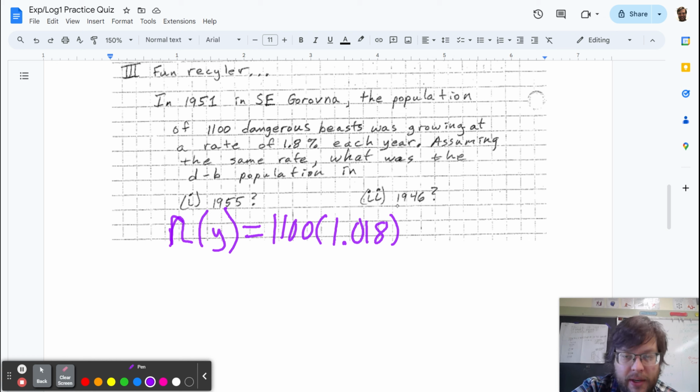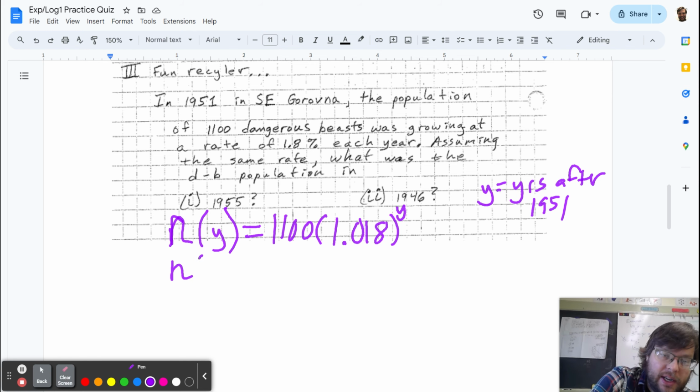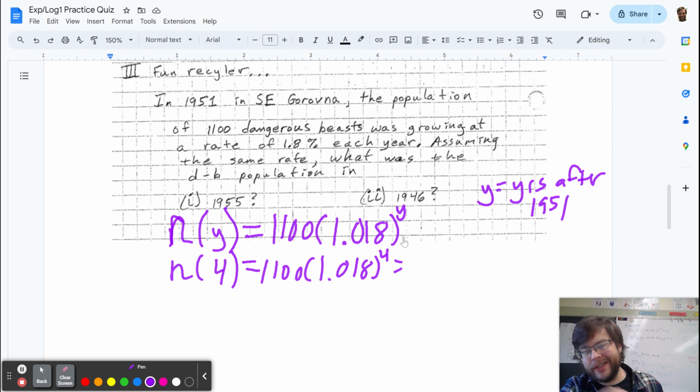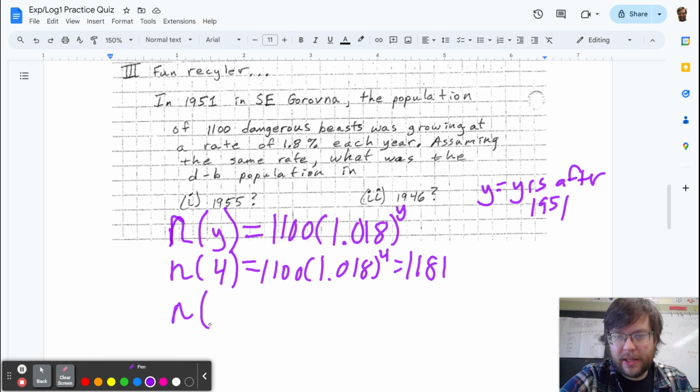1.018 would be 1.8%. And this is raised to the number of years. And I'm just saying that this is the years after 1951. So just be careful with that. So for 1955, that's 4 years after. And so that's going to be, just type it and see what happens. 1,100 times 1.018 to the 4th. So that's what I typed in. So we get 1181.36, I'm just going to round it down. I don't know exactly what type of dangerous beasts these are, but I don't think you could have 0.36 of them.